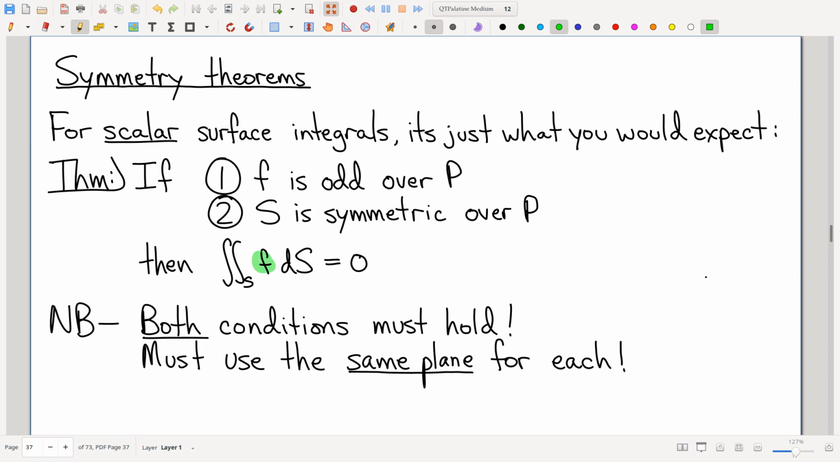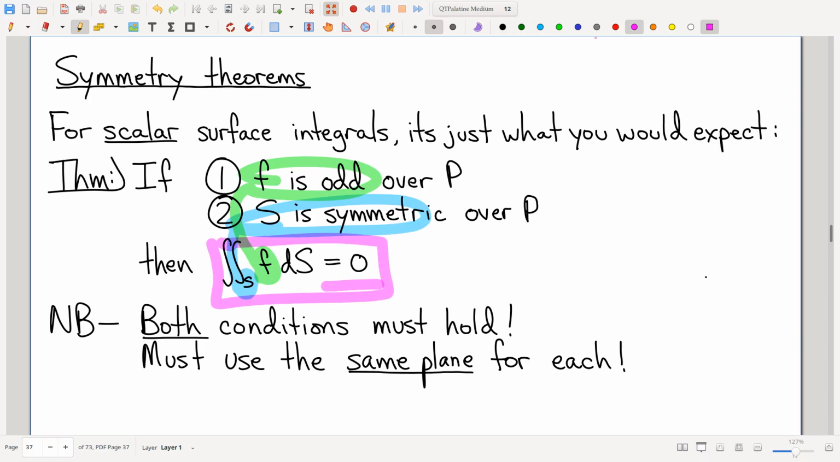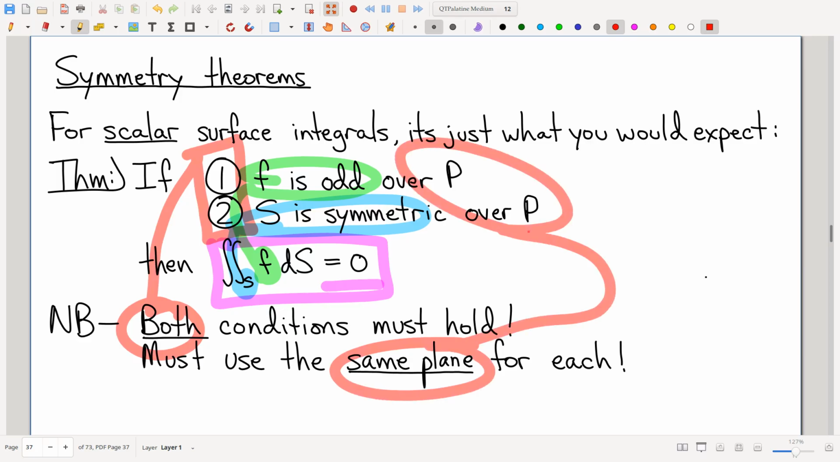If you have an odd integrand on a symmetric domain, the integral is equal to 0, by symmetry. You do of course need both of these conditions to hold, and you have to use the same plane for both. So, I hope that sounds familiar, right? That's like our 4th or 5th time to write down an odd symmetry theorem of this kind of structure. Same basic ideas for all of them.